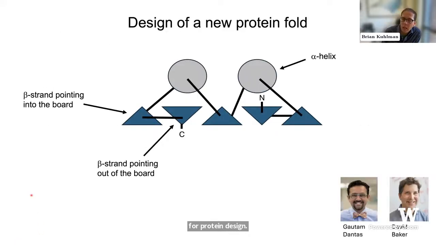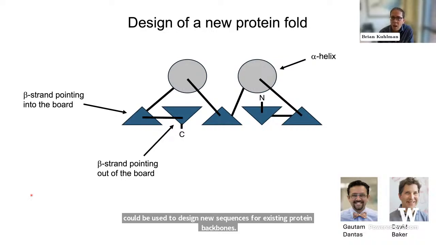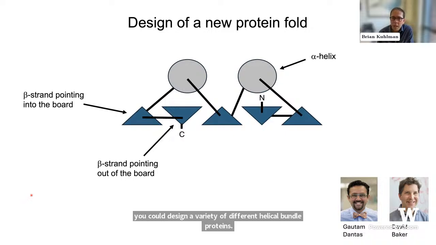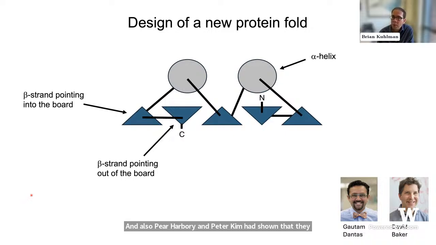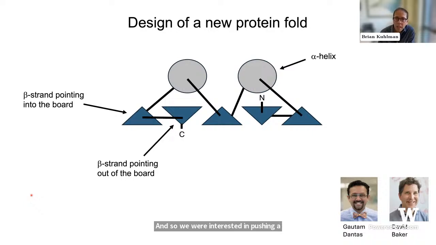When I joined David's lab as a postdoctoral fellow, Steve's lab had already shown that computational methods could be used to design new sequences for existing protein backbones. Bill's lab had shown that you could design a variety of different helical bundle proteins. And also Per Harbury and Peter Kim had shown that they could use molecular modeling to create new coiled coil structures. And so we were interested in pushing a little bit further in designing a mixed alpha-beta protein with a fold that at that time had not been seen before in the PDB.